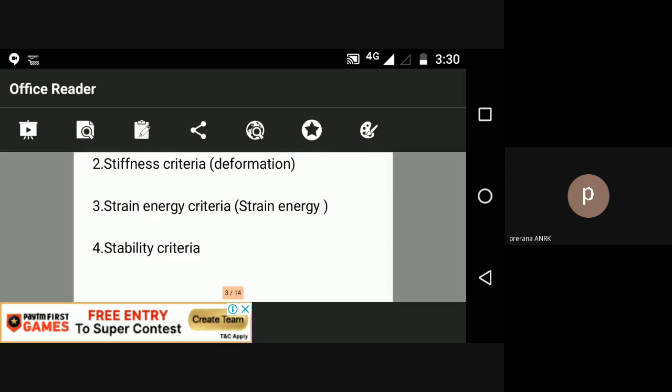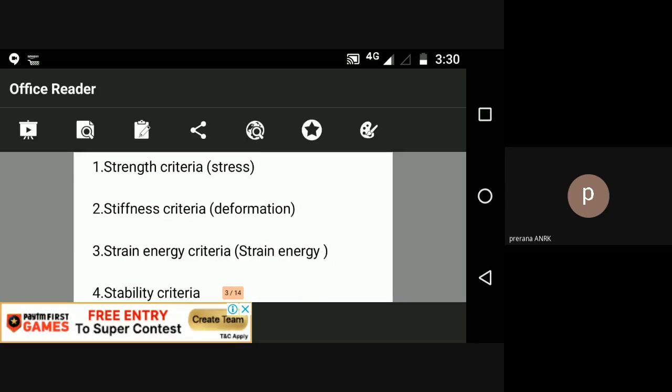For any other member, there is no need to consider the stability criterion; we just consider three criteria. One is the strength criterion, second is stiffness, and third is strain energy. These are the four criteria we consider to design a member. Very, very important.